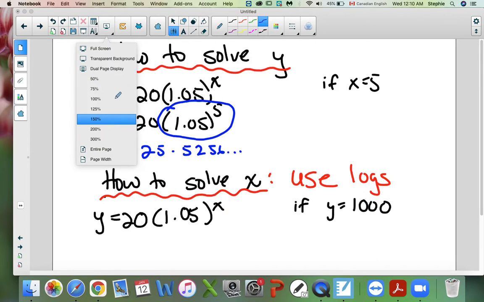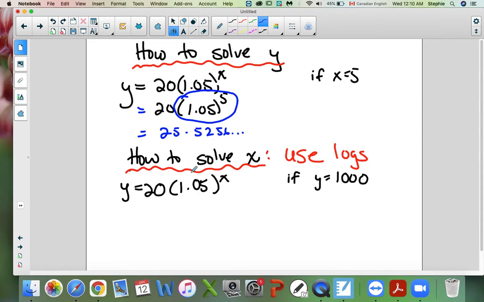Now we're going to move on to the more complicated part, which is solving for the x, which is solving for the exponent. So here I'm giving you another equation, and this time I'm asking you to solve for x by replacing the y by the given value, which is 1,000. So you're going to put your 1,000 here. You still rewrite your equation as is.